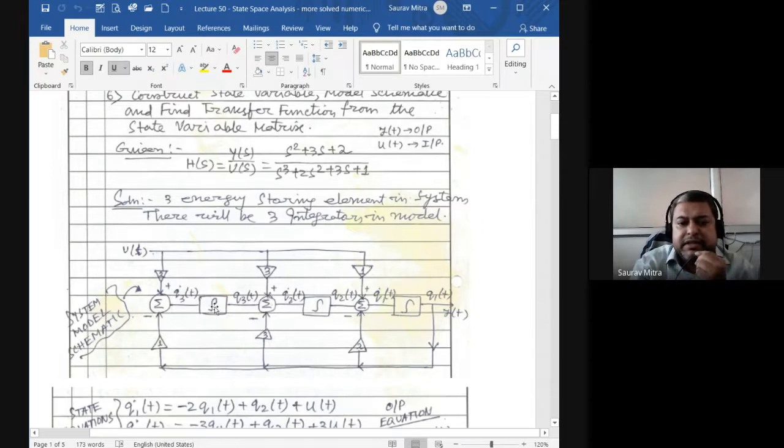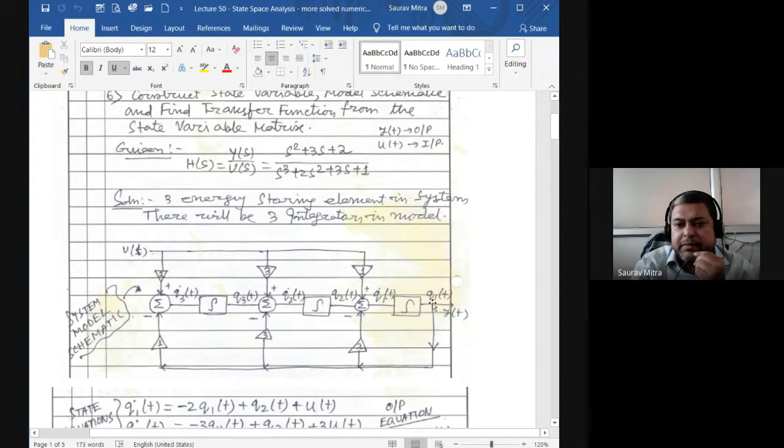So I told you that central line. So central line, there will be summer, there will be integrator, there will be summer, there will be integrator, summer and integrator. And output will be yt, and yt is equal to q1t. This is a standard process we have to follow. And this is q1t, and before integrator it will be q1 dot t. So if you are integrating q1 dot t, you are going to get q1t. Okay, so reverse process is like a differentiation.